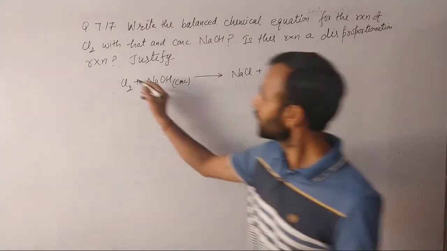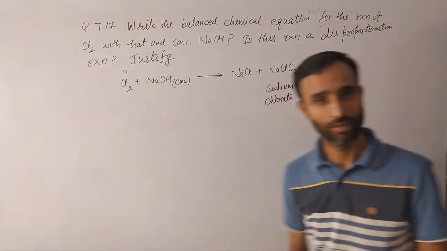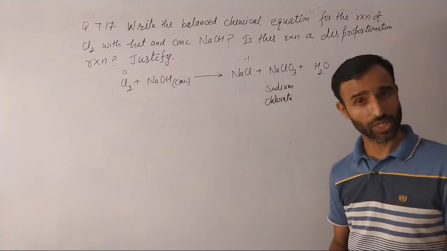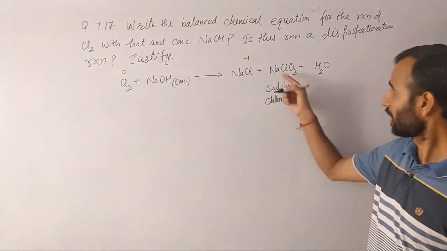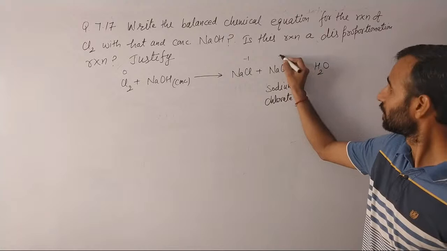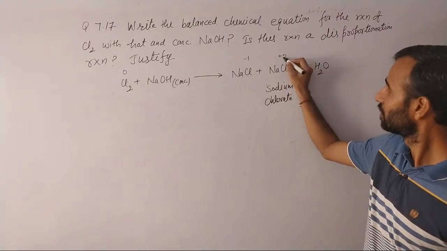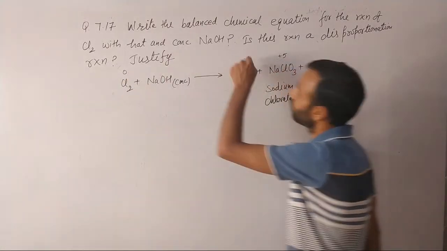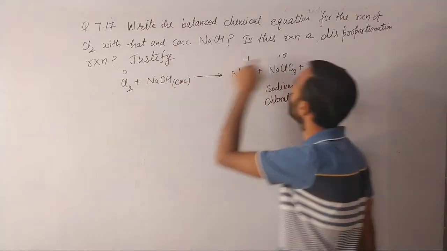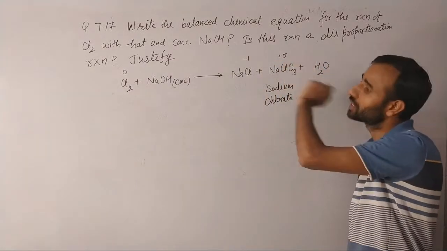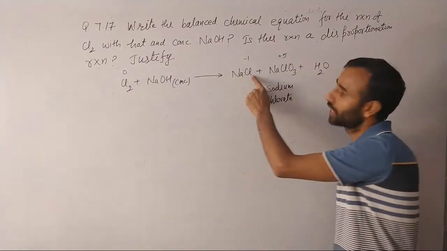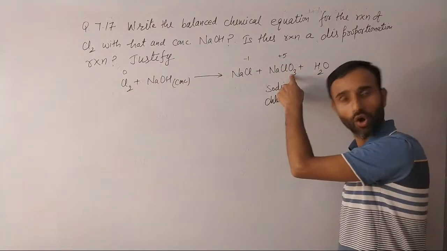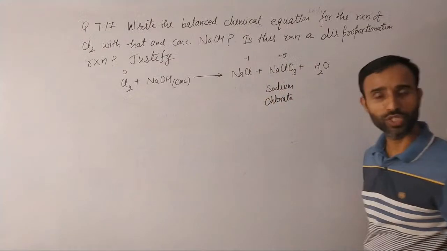Now, the oxidation number of chlorine here is 0. In NaCl it is -1, and in NaClO3 it is +5. So from 0 to -1, and 0 to +5. That means chlorine is reduced, and chlorine is oxidized. So this is a disproportionation reaction.